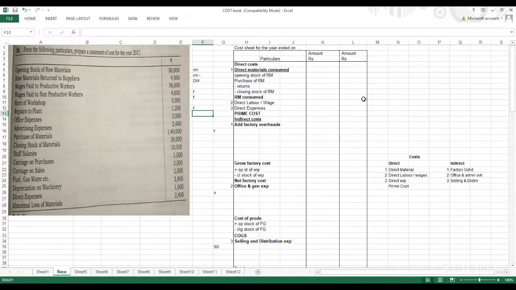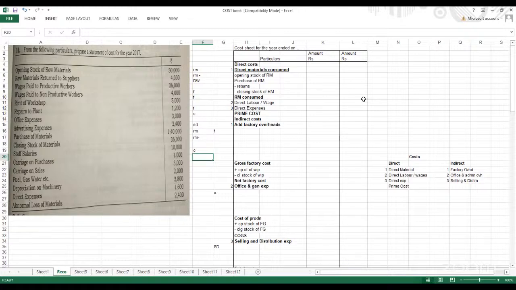Office expense marking will be O. Clear? Advertisement marking will be S and D. Right? Then purchase of raw material, marking will be RM. Clear? Then closing stock of raw material will be RM but minus. Is this clear, students? Not difficult at all. You just need to learn the format, and this will be like fill in the blanks. Then after that, staff salary is office expense.